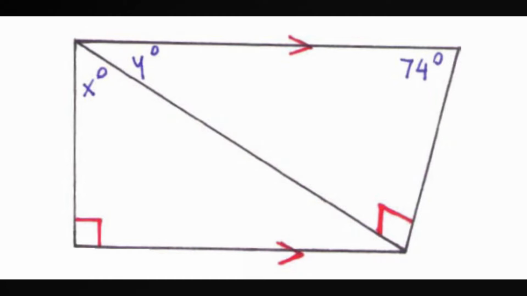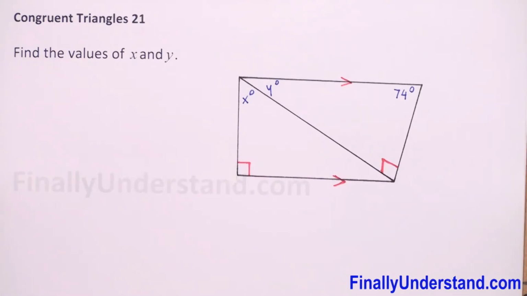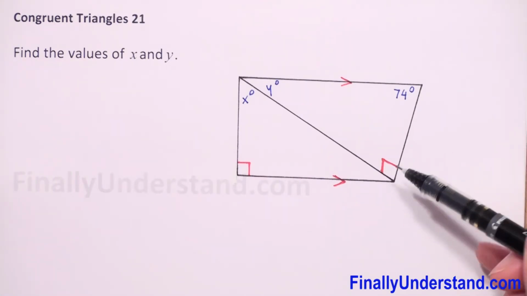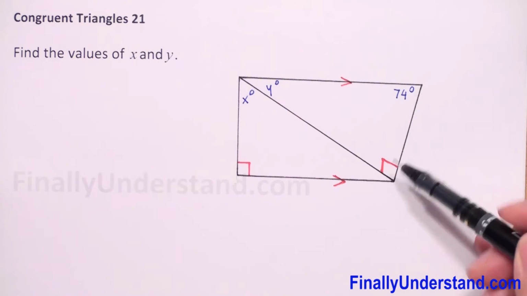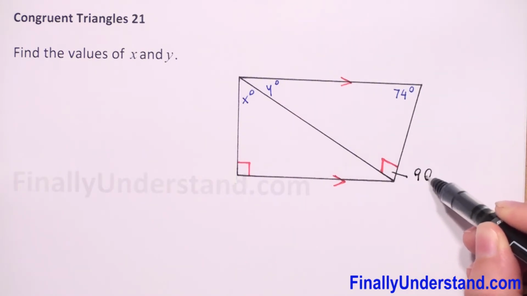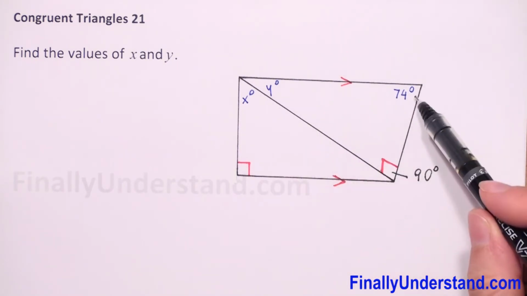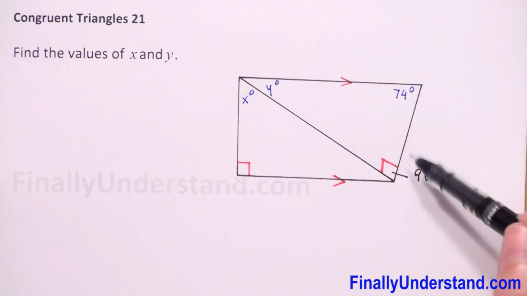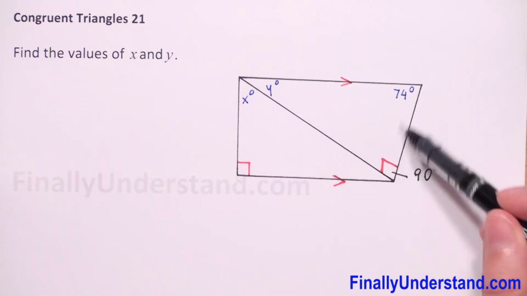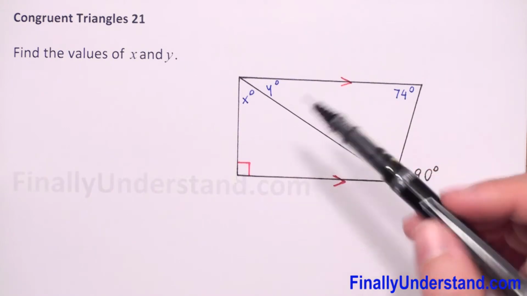We have to find values of x and y. So let's look to our graph. The red square means that we have a 90 degrees angle. So we have here a triangle. We have given these two angles, so we can find the measure of angle y.